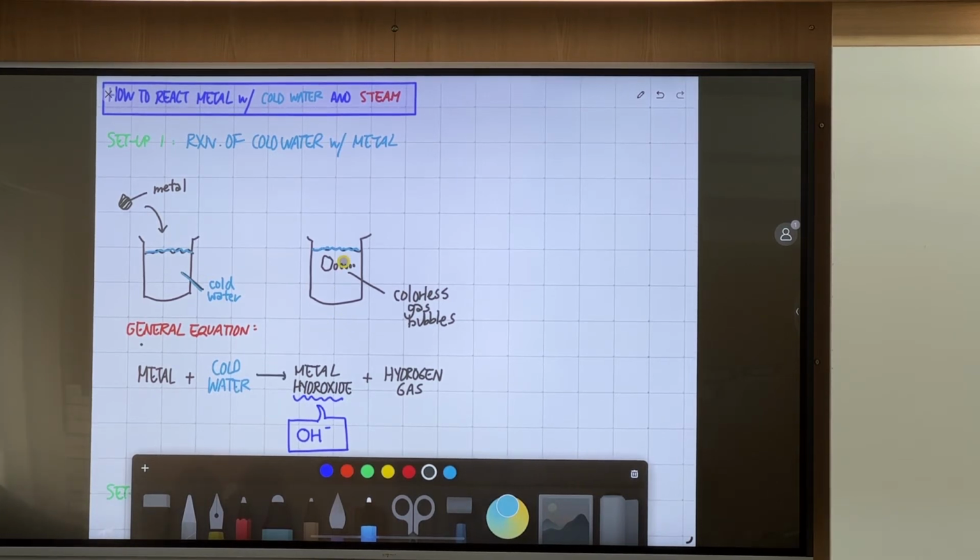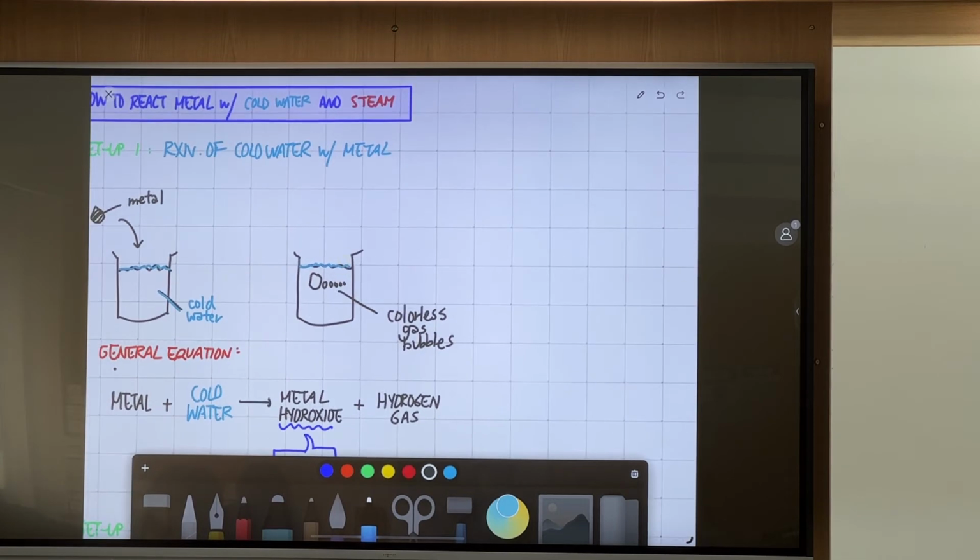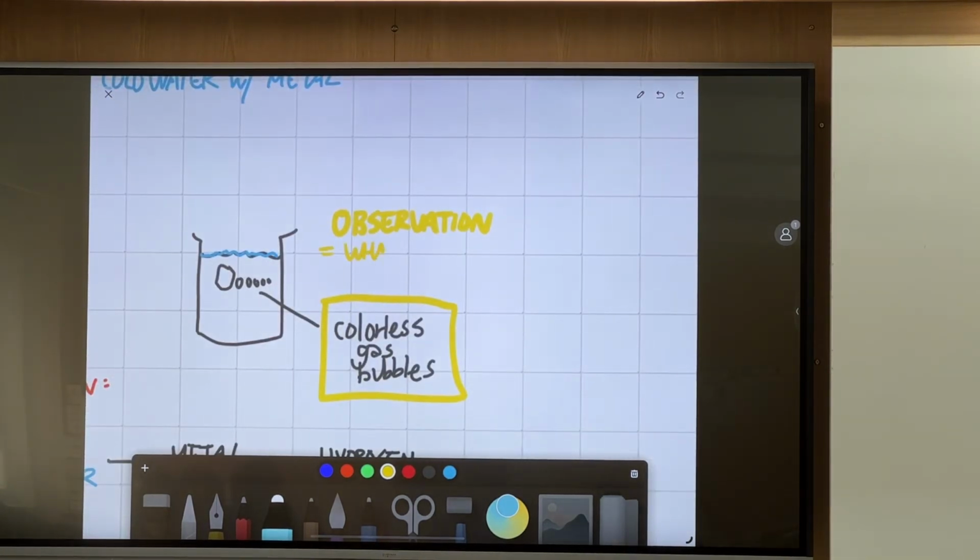No, you cannot. You can however see colorless gas bubbles. So you may want to use two different highlighters for this. This is when you're asked to state the observation. Observation is what you can hear, see, smell, or touch.